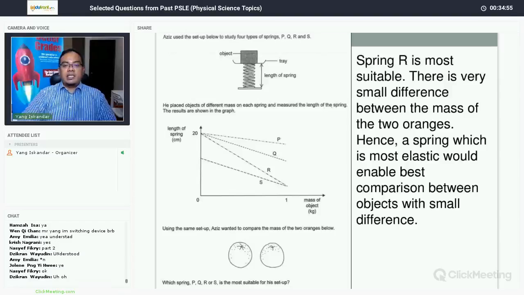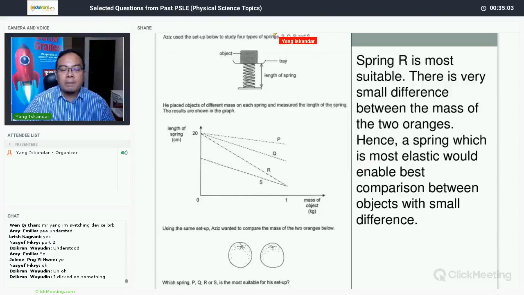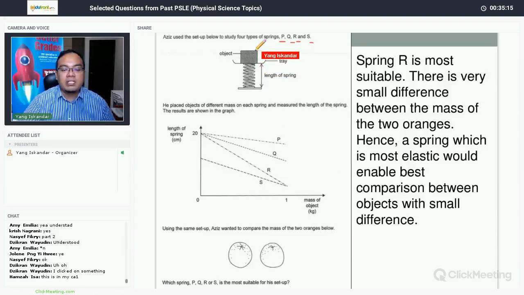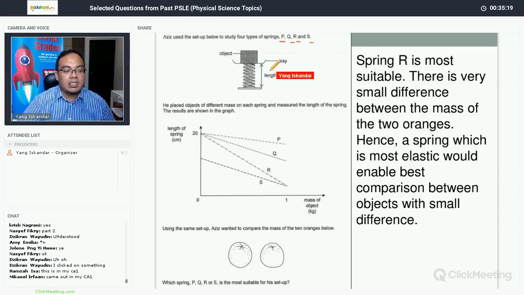Okay, this is another interesting question. I think it's last year's PSLE question. Aziz used the setup below to study 4 types of spring. Spring P, Q, R, and S. So this is the setup here, and you see there's a tray here and the object. So the length of the spring will be compressed by the object.